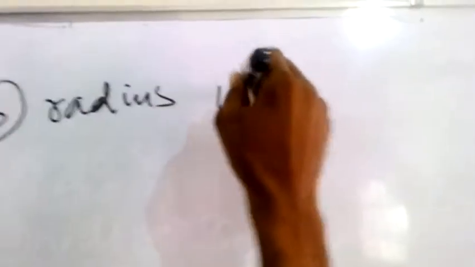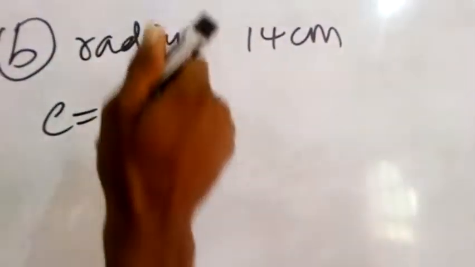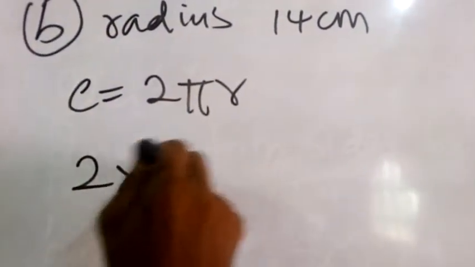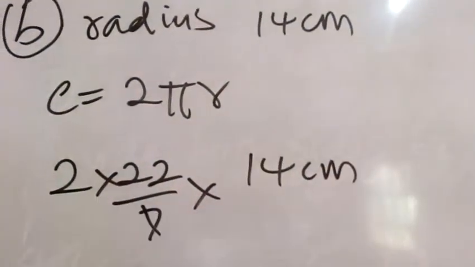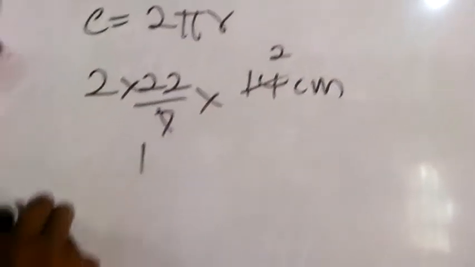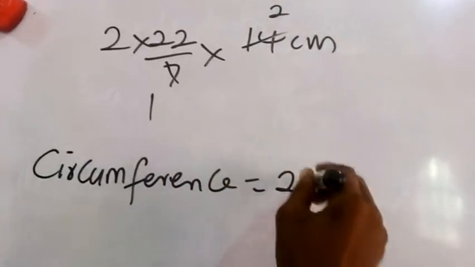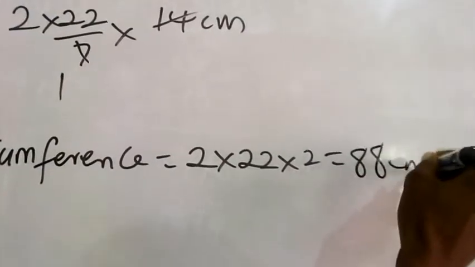The second one, we are given a radius of 14 cm. So at this point we use 2 pi r because the radius is given. And we know our pi is 22/7 and our radius is 14 cm. 7 into itself is 1, 7 into 14 is 2. So we have our circumference with 2 times 22 times 2 as 88 cm.